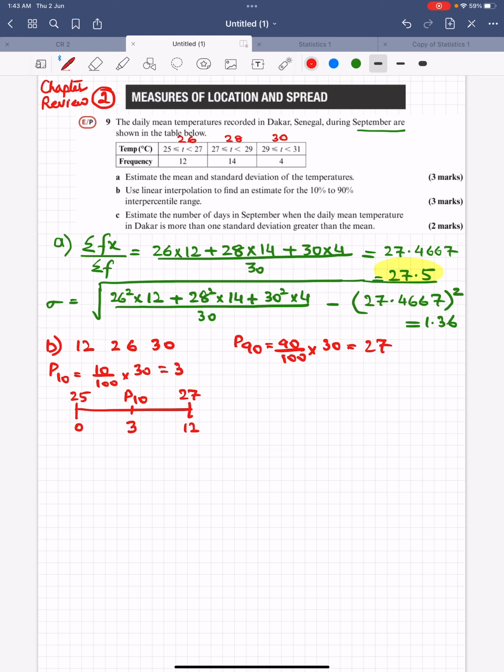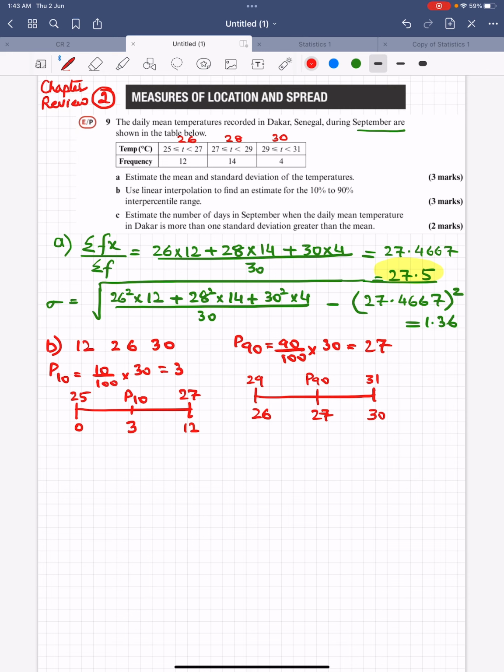Now here we have the 90th percentile, and the value is 27. It comes in the last class interval, which is 29 to 31, and that is the 90th percentile. So the cumulative frequencies before and after are 26 and 30, and we are looking for the 27th value.